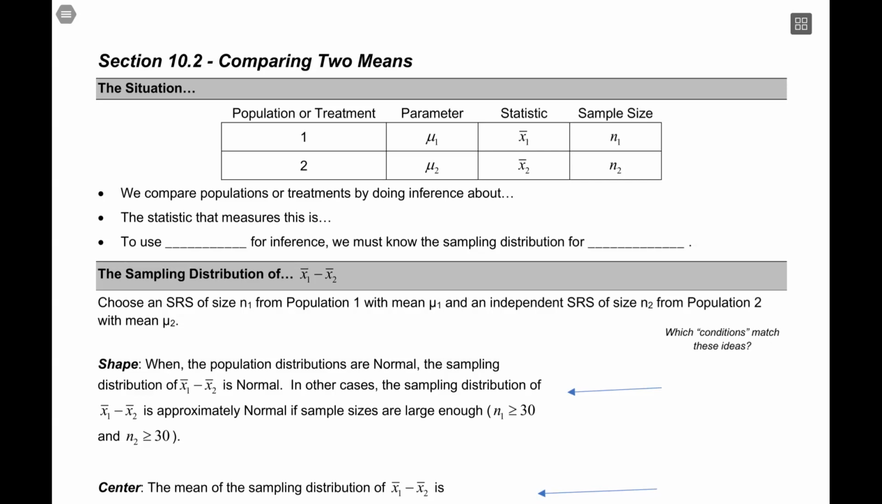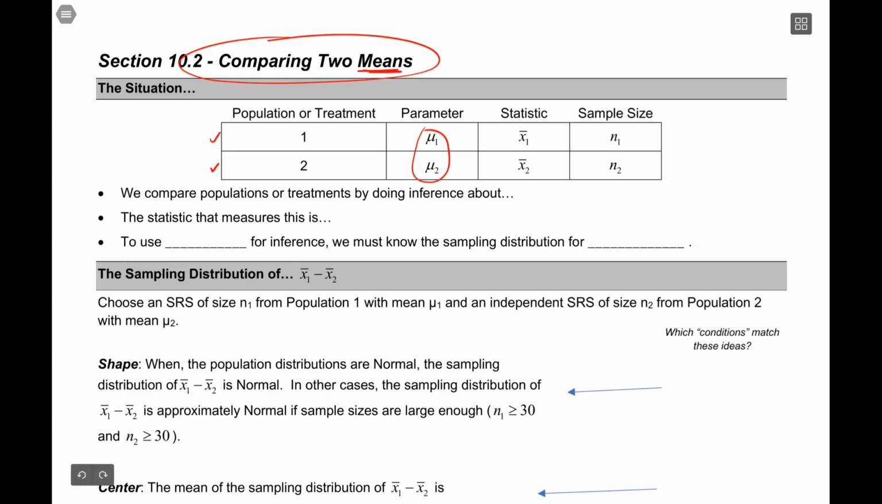Welcome back, folks. We are in section 10.2, and we're going to be talking about comparing two means. Let's get after it. Here's the situation. We have two different populations or treatments, treatment or population 1 and number 2. The parameters that describe those two populations are mu1 and mu2. Why? Because we're talking about means.